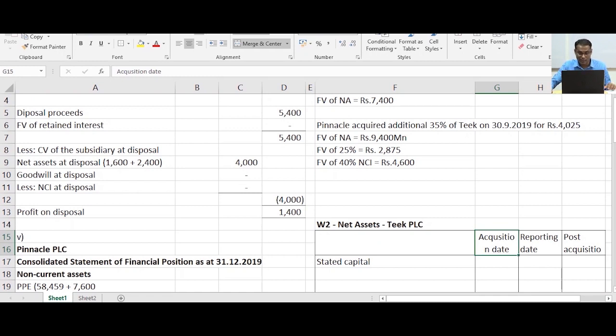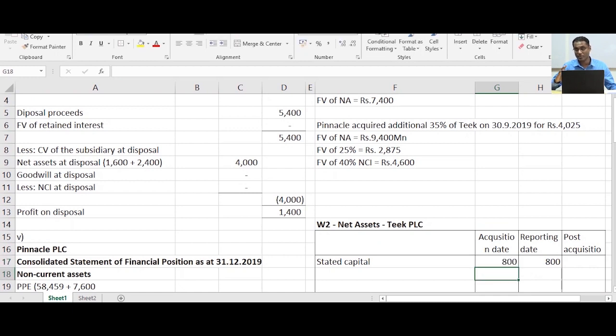Now if you look at the stated capital, what is given in the question is the balance sheet of Teak PLC as at 31st December 2019. At that date, stated capital is how much? 800. Reporting date means 31st December 2019. At that date, stated capital is 800. Then what about the acquisition date? There is no mentioning about the share issue by Teak after 30th September 2019, so that we can consider the stated capital is same at the date of acquisition as well.